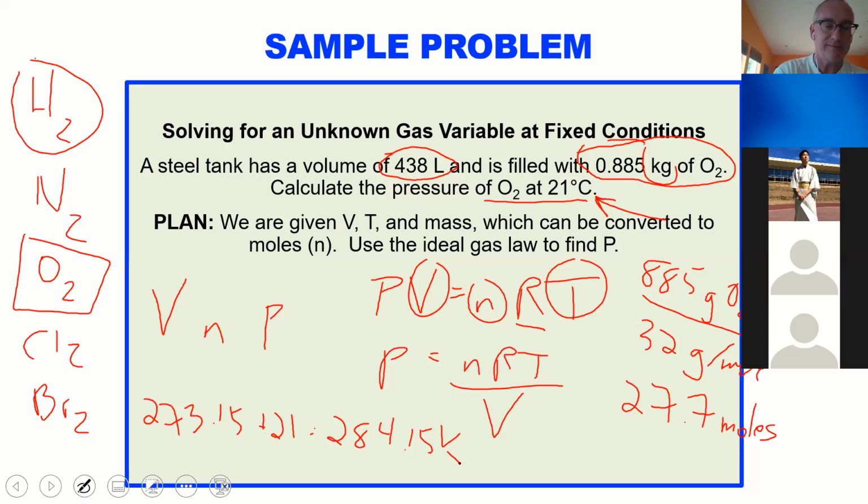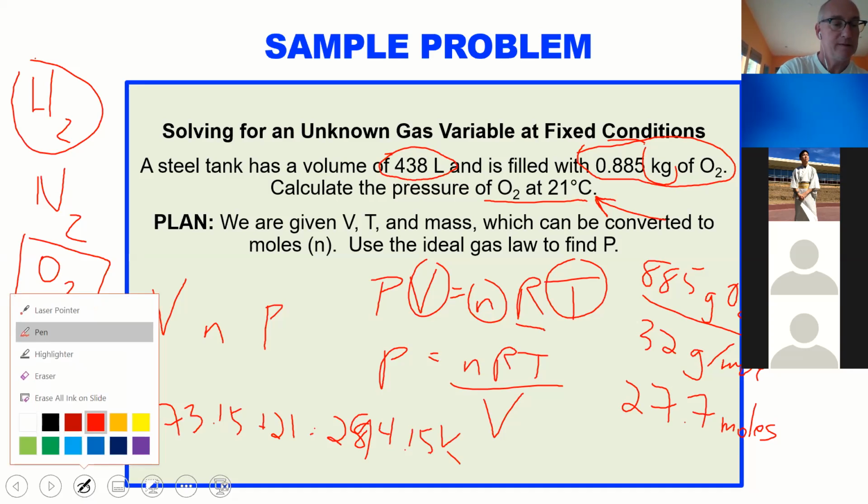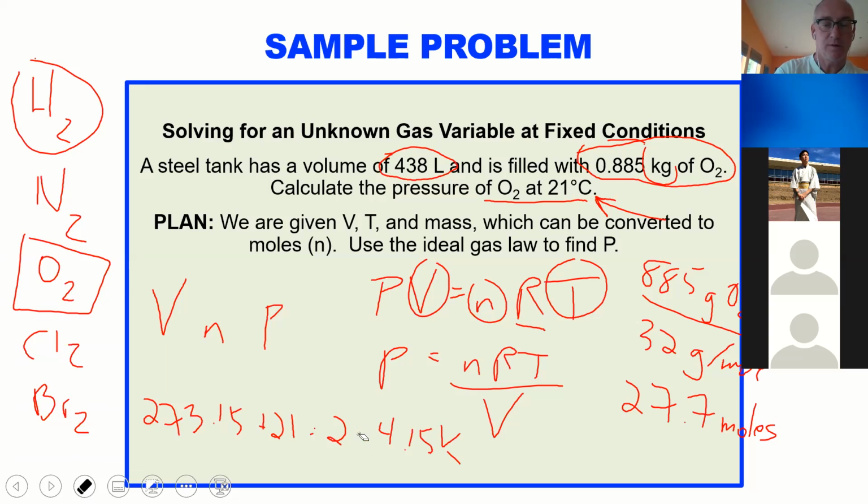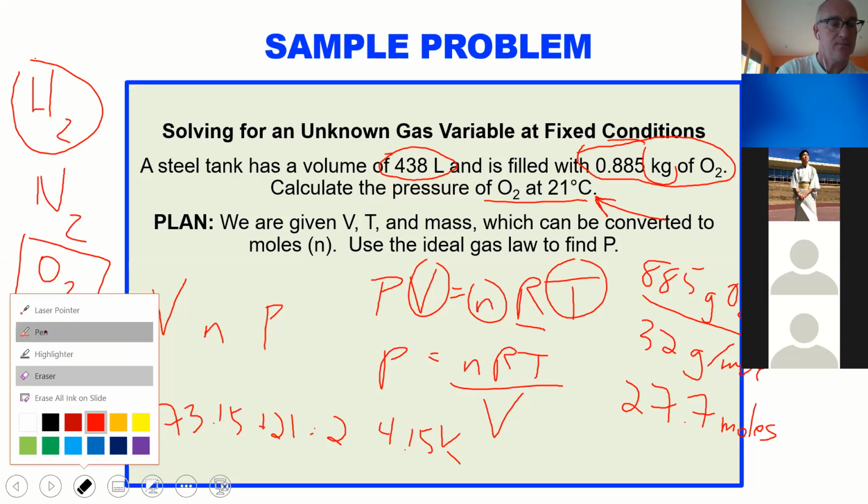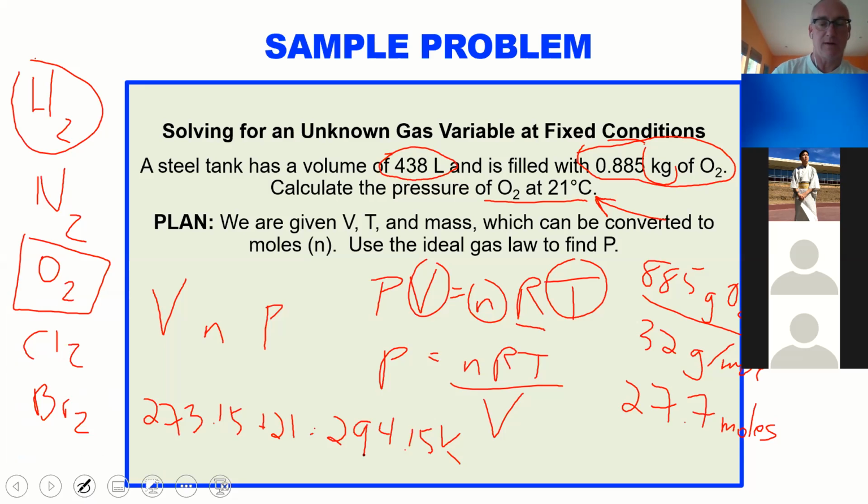Oh, 294. Yeah, see, that's what happens when you try and do things in your head and you're old and easily confused. Yeah, 294. Isn't R the universal gas constant? Yep, it sure is. It is universal and constant.